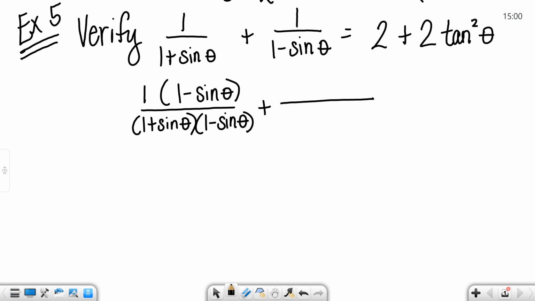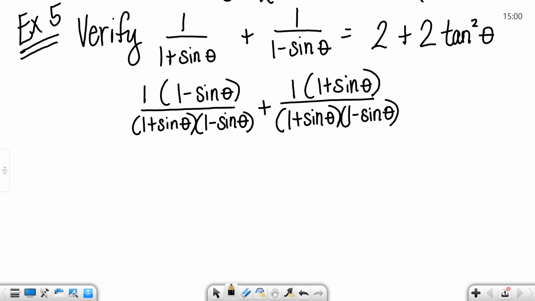Plus, I already have the 1 minus sine theta over here. I am multiplying by 1 plus sine theta. Okay, just getting a common denominator. Whatever I do to the bottom, I must do to the top. So I have to multiply the top by 1 plus sine theta. My denominator just comes down. I'm sorry, not my denominator, my right-hand side. I'm just going to bring it down for now.